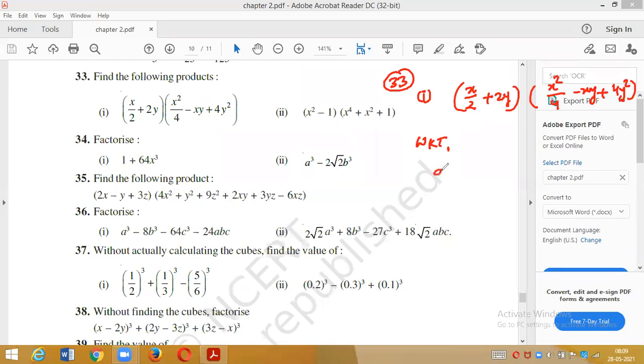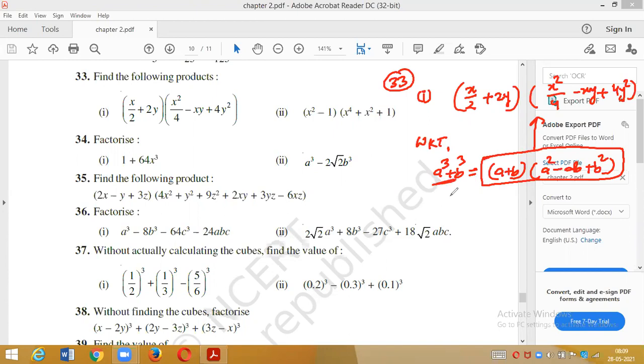a cube plus b cube is equal to what? (a plus b), right? And in another bracket it is a square minus ab plus b square. Do you remember this identity which we proved? Yes. So if you observe this identity, this right hand side form is given in this question. The question is in this form, right? And we have to convert this into this form.